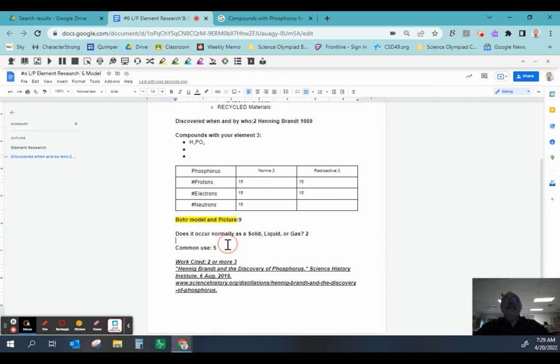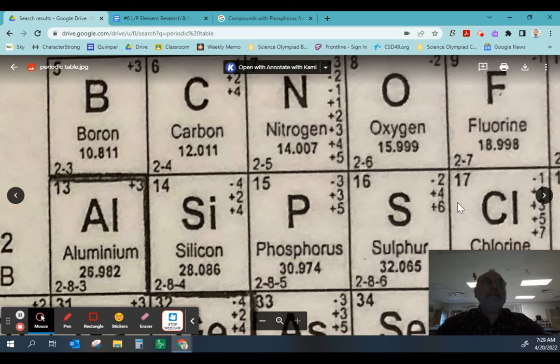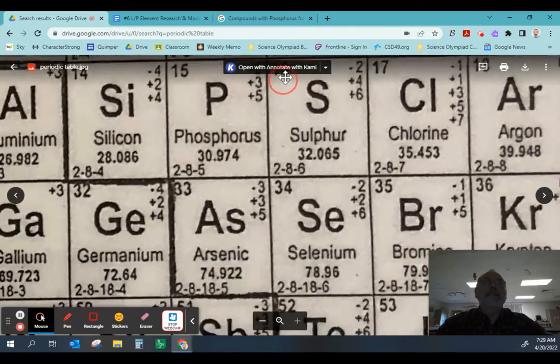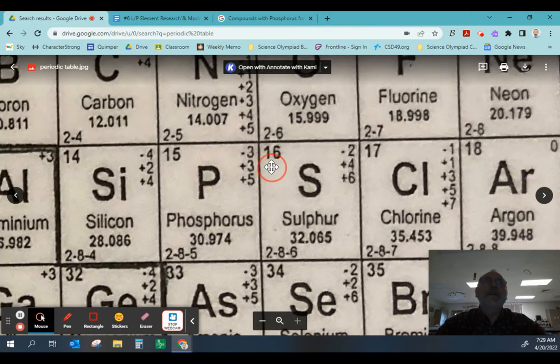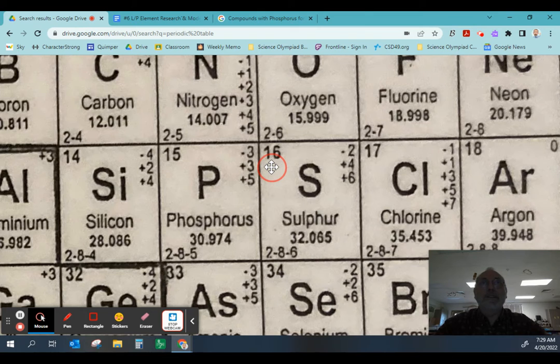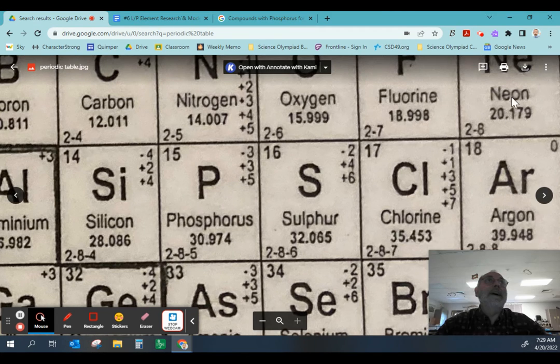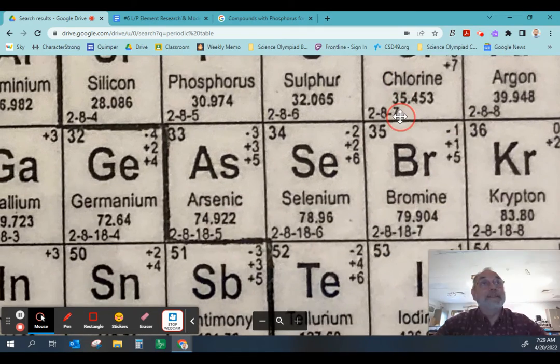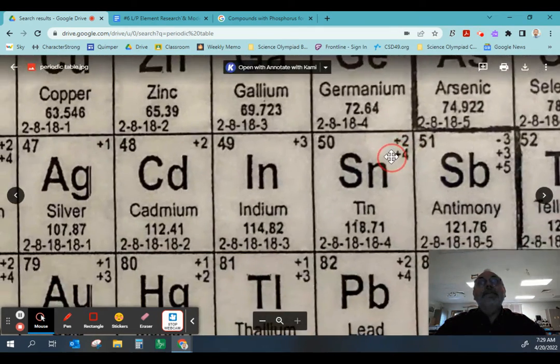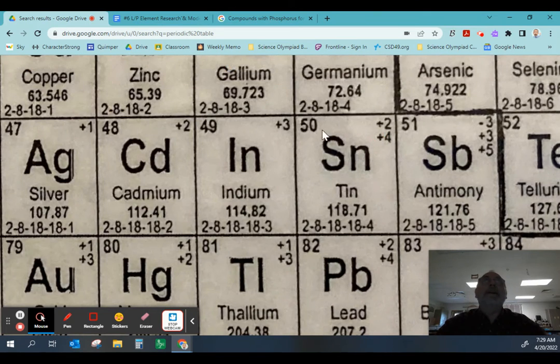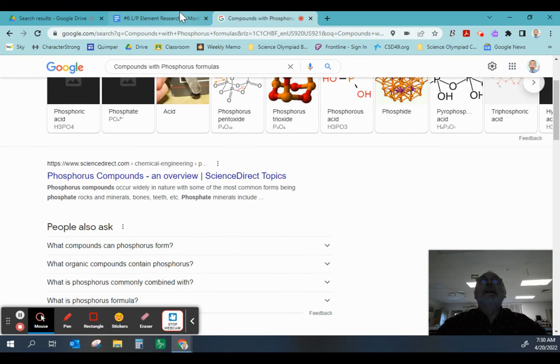Down here, does it occur normally as a solid? Well, if we look at the periodic table, you'll notice that this one doesn't show it, but sometimes you'll find colored versions of it. In the colored versions of the periodic table, phosphorus is solid; argon, neon, fluorine, and chlorine are gases; bromine is a liquid, and mercury is a liquid. But you can look that up on a colored periodic table.